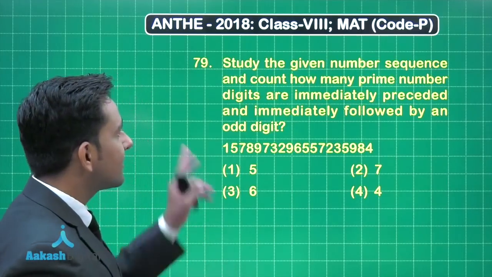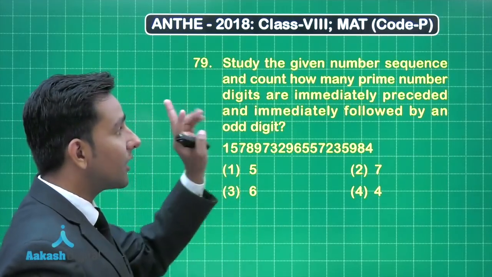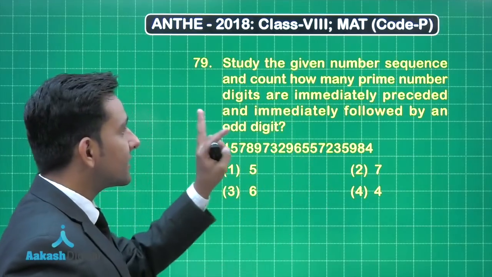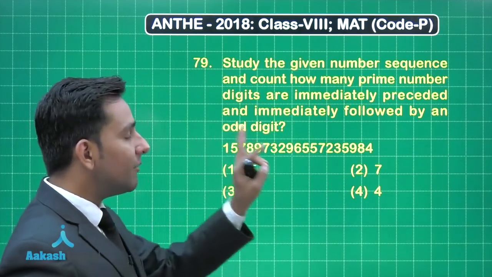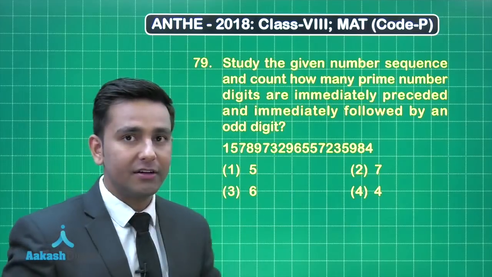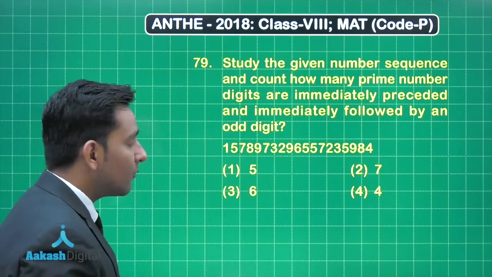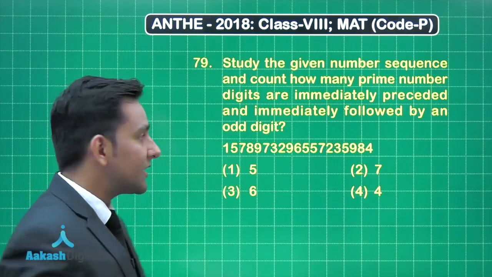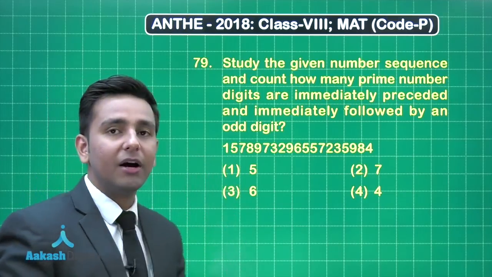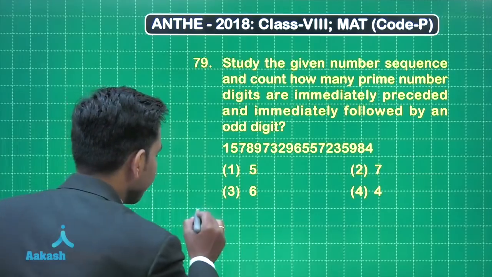This question states, study the given number sequence and count how many prime number digits are immediately preceded and immediately followed by an odd digit. So we have a particular pattern. We have to find the numbers which are prime and must be followed by and preceded by an odd number. So let's solve this question.